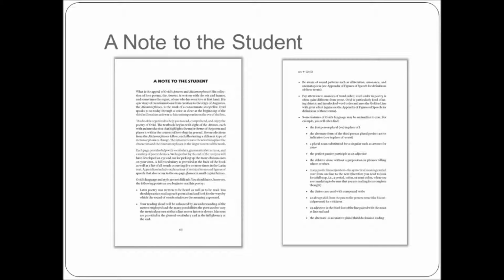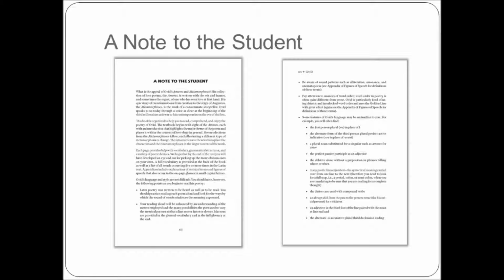The front matter of the book contains a note to the student. These two brief pages are easily skipped as students jump right into their first assignment. However, they contain a wealth of information that may help your students transition to reading Ovid with ease. It may be worth your time to go over these two pages in class on the first day of using the text.